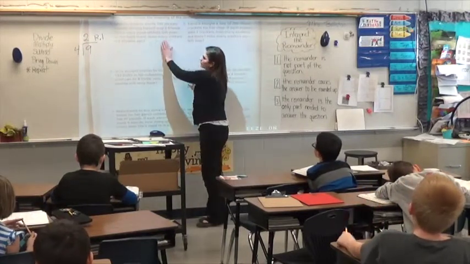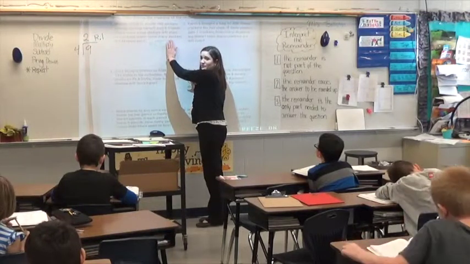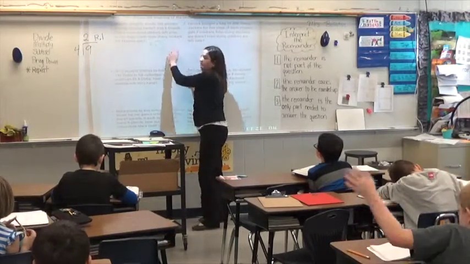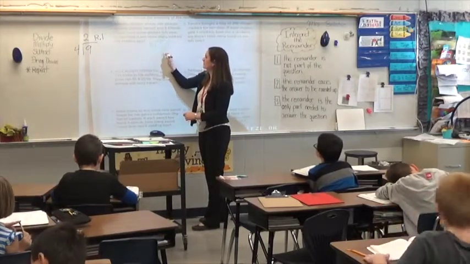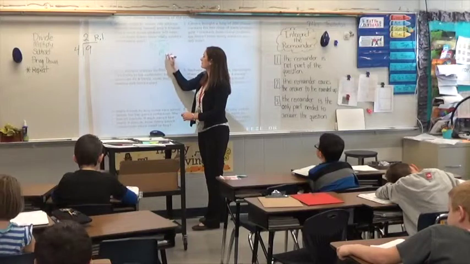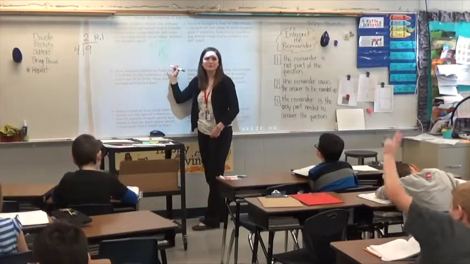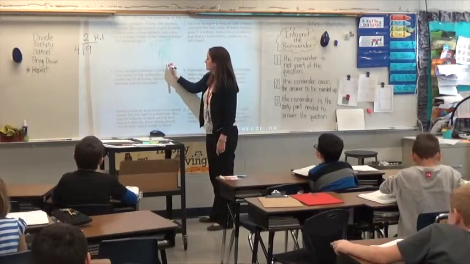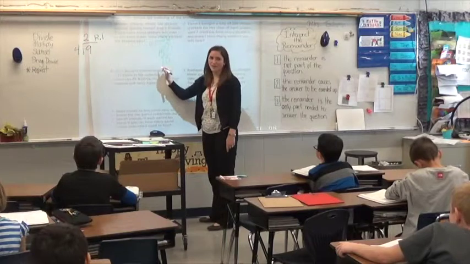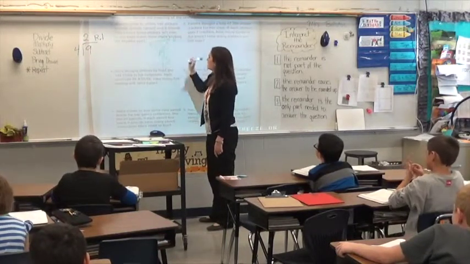Okay, can 5 go into 1? Okay, everyone, can 5 go into 16? Yes. How many times? 3 times. 3 times 5 is? 15. 16 minus 15 is 1. 5 goes into 10, how many times? 2 times. Okay. 2 times 5 is? 10. 10 minus 10 equals 0. No remainder. Okay, so there's no remainder here.